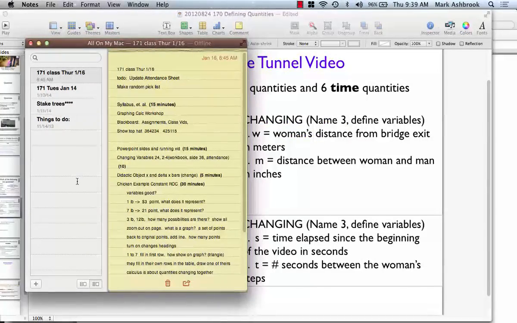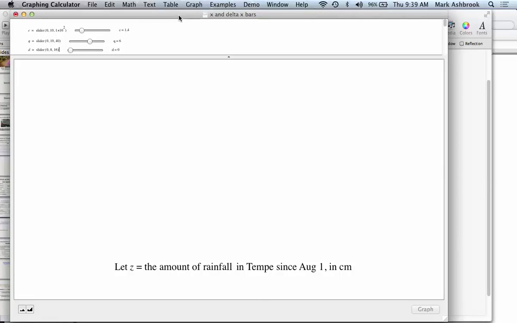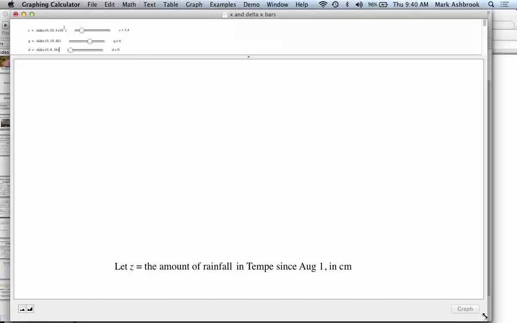So what's next? All right, so we want to talk about the change in a quantity. I've defined here down at the bottom of the screen Z as the amount of rainfall in Tempe since August 1 in centimeters. How did I do defining the variable Z? Did I do okay? What are the criteria? It's got to be a quantity, first of all. Is it a quantity? Yep, amount of rainfall. They measure amount of rainfall. Okay, is it specific enough? Certainly. Does it have units? Those are our three criteria, so we got a good one there.